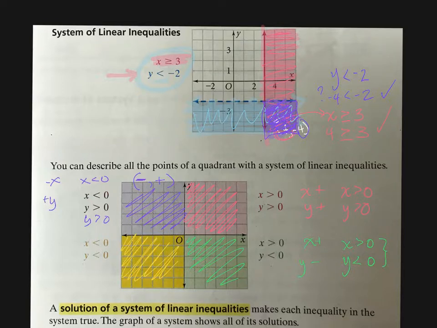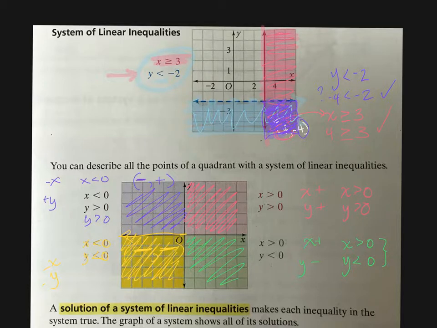Let's come over here and look at my yellow section. Notice down here, my x is negative, it's still going to the left. My y is going down, so my y is also negative. So for any point in this yellow quadrant, x has to be less than 0 and y has to be less than 0. They both have to be true. It's a negative x and a negative y.